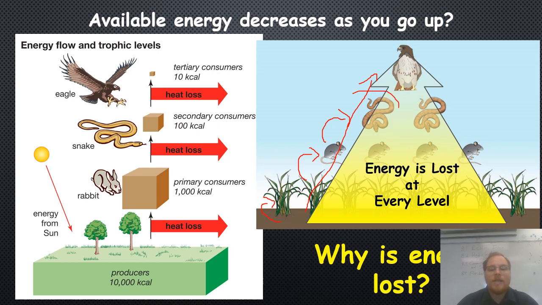So the heat of the snake right here is being stored as energy of the snake. And when it's eaten by the eagle right here, it doesn't get all the energy from the snake. Some of it's heat, and a lot of the energy from the snake is in the bones or in other organs that the eagle just can't eat. So the eagle's eating some of the meat, but it can't eat the whole snake. So a lot of that energy is lost. And as you go up each level, more and more energy is lost.